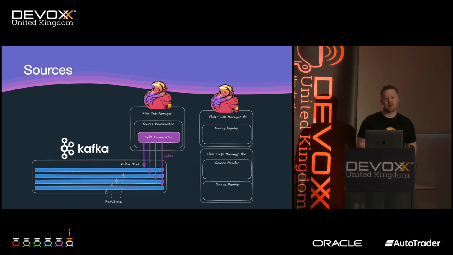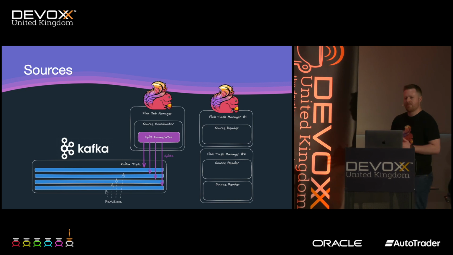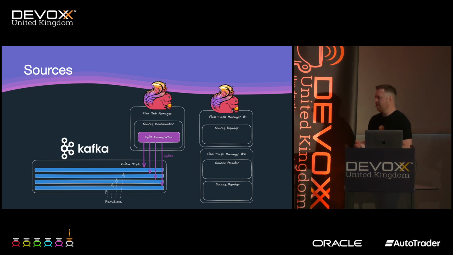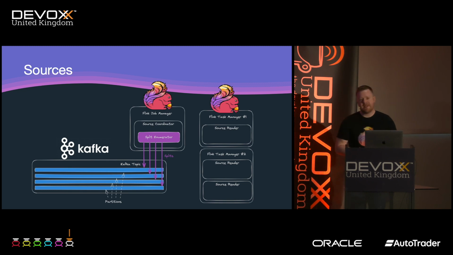The way it works is the coordinator will enumerate splits. A split is Flink's way of breaking down the source into consumable units. In Kafka, we have partitions, and each partition is a split. In Kinesis, we have shards, and each shard is a split. If we're reading files from S3, then a file would be a split.